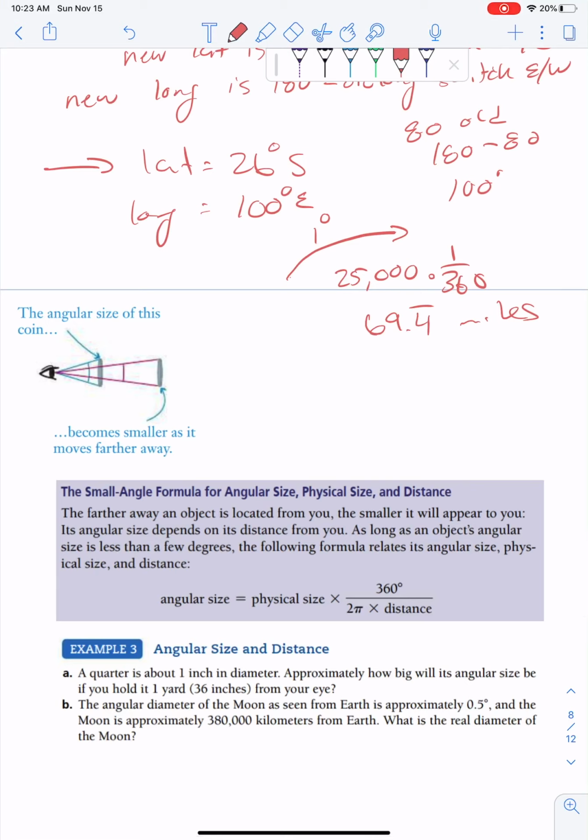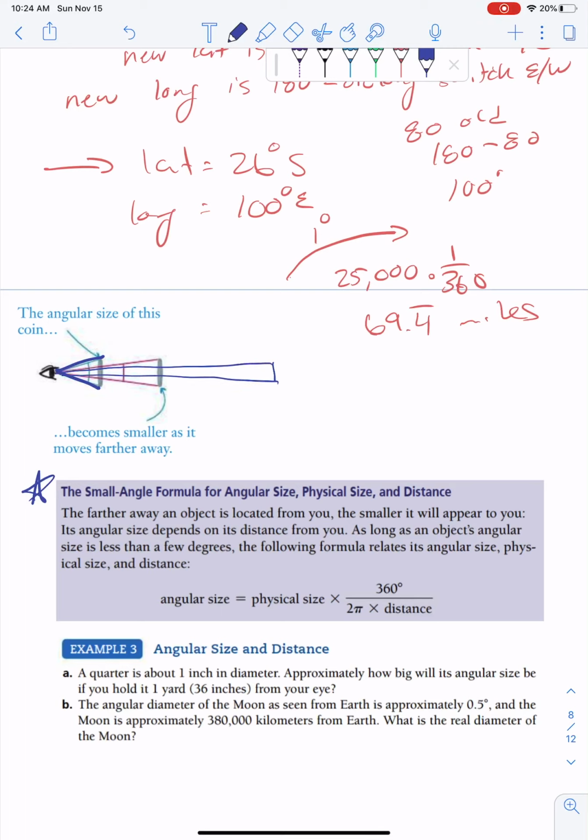Angular size. Again, guys, something you're not going to use, but it's one of those that you may hear or see at some point. Basically, if an object is closer to your face, it seems bigger. And what angular size is, there's a little diagram right here that's trying to show it. The angular size of a coin is, if you were looking at a coin, what would the angle be from the top of the coin to the bottom of the coin? Well, obviously, as the coin gets farther away, that angle gets smaller because it's farther away.